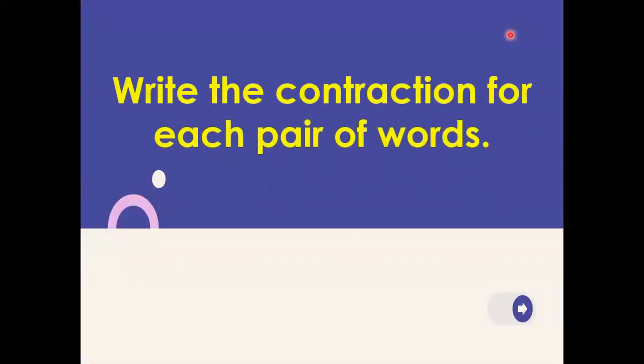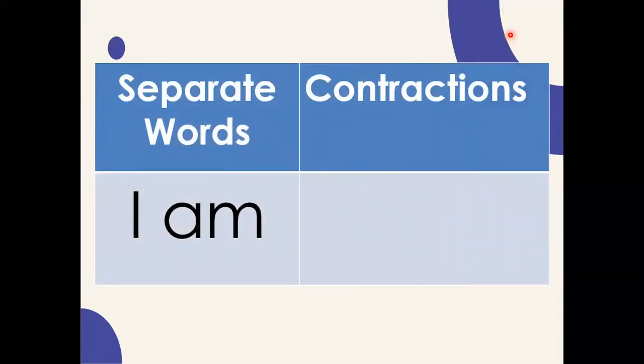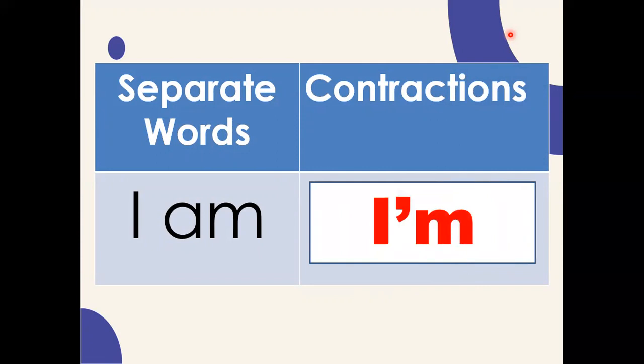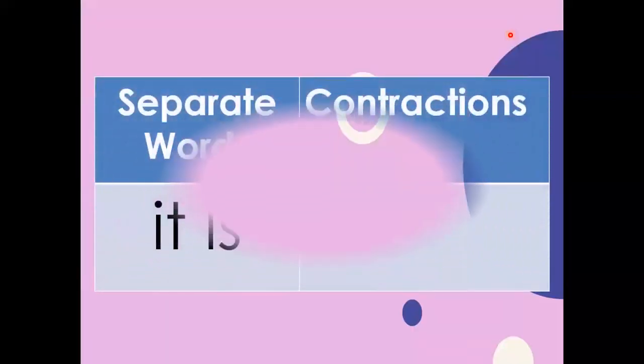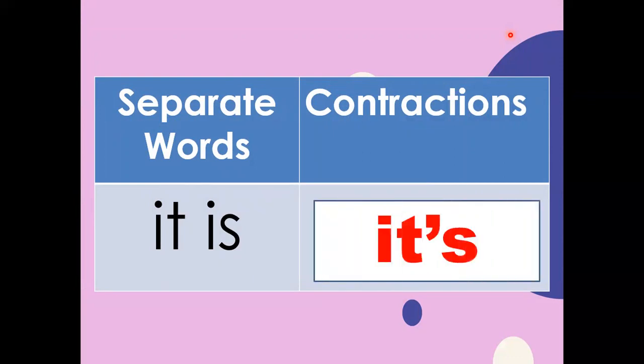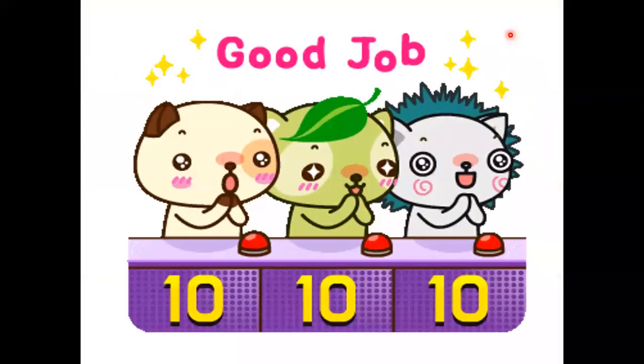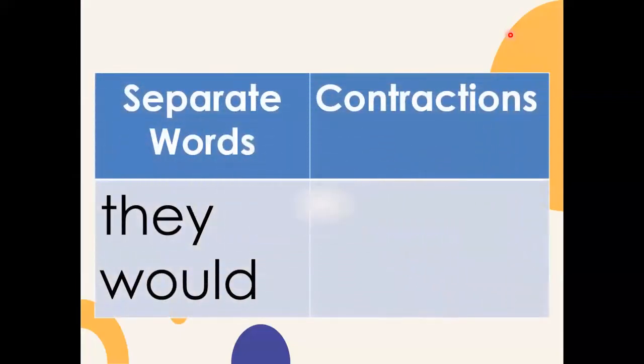Okay, let's try this. We're going to write the contraction for each pair of words. Okay, I am. What is the contraction for I am? Okay, the correct answer is I'm. Change the A into an apostrophe. How about it is? It is becomes it's. Very good. Change the I into an apostrophe. Yay! Good job!